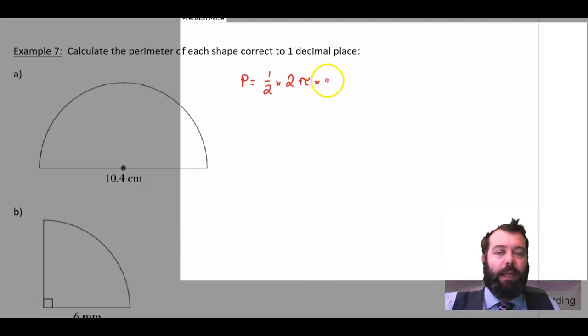Now my radius, be careful. 10.4 indicates all the way across, so my radius is half of that, 5.2. Okay, that's my curve part. Plus, well, there's that straight line across the bottom, the 10.4.